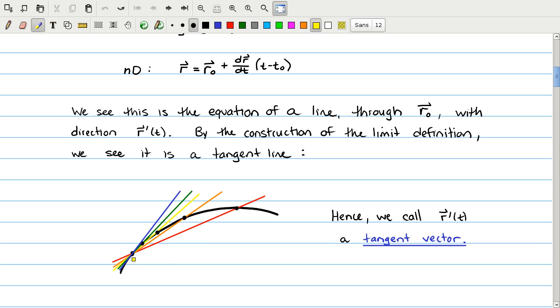It is a vector that starts on the curve and points off in the direction of the tangent line, and we call it a tangent vector. So that's an important geometrical fact to know about the derivative of a vector function.